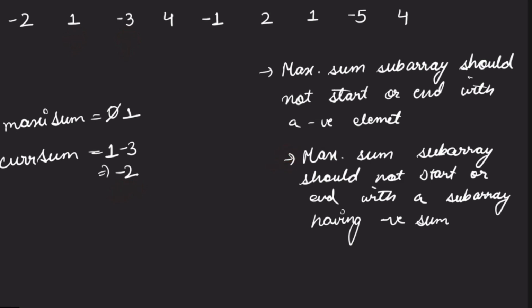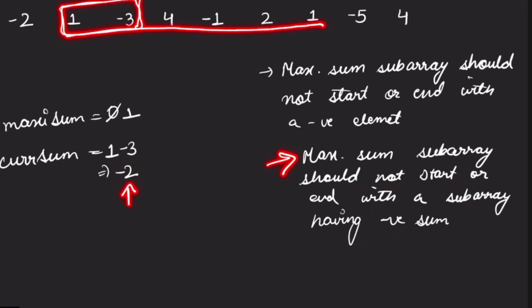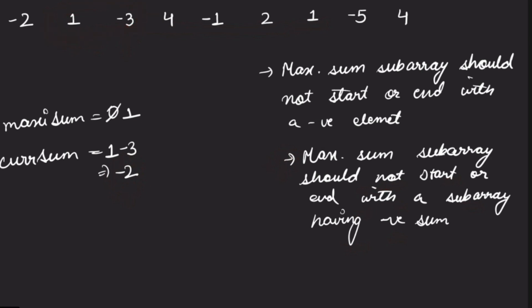What was our point 2? That the maximum sum subarray should not start or end with a subarray having negative sum. This minus 2 sum is of these two numbers, 1 and minus 3, and we were starting our maximum sum subarray from here. So if this would have been my maximum sum subarray, then this subarray in the starting would be having a negative sum. So according to my point number 2, I won't be considering this subarray, right? So we will not consider this further. We will start our maximum sum subarray from here, right?